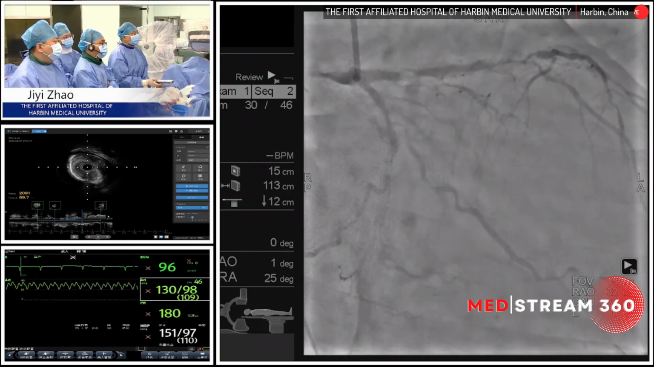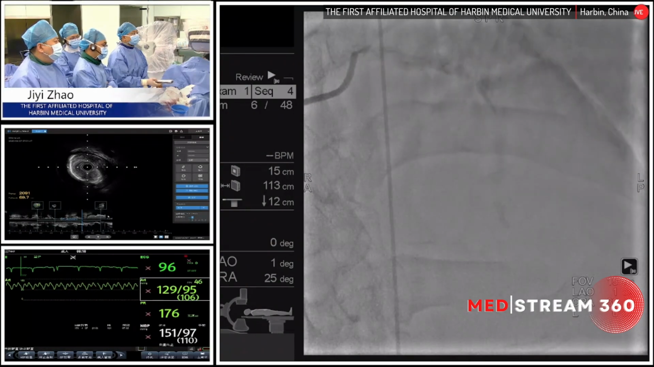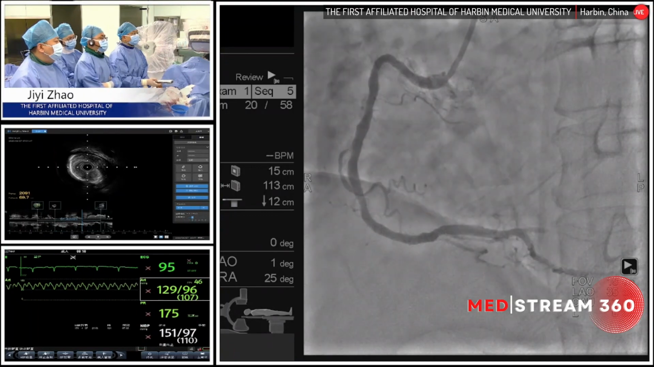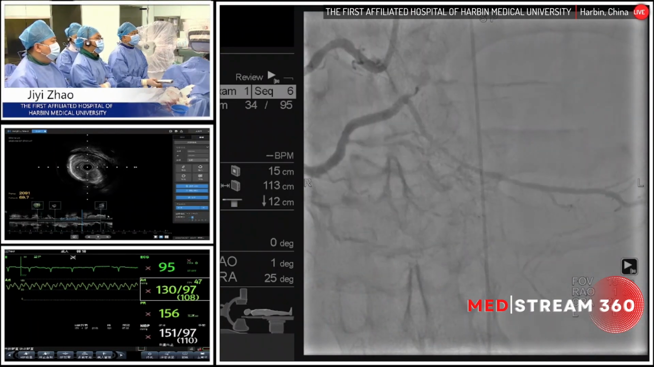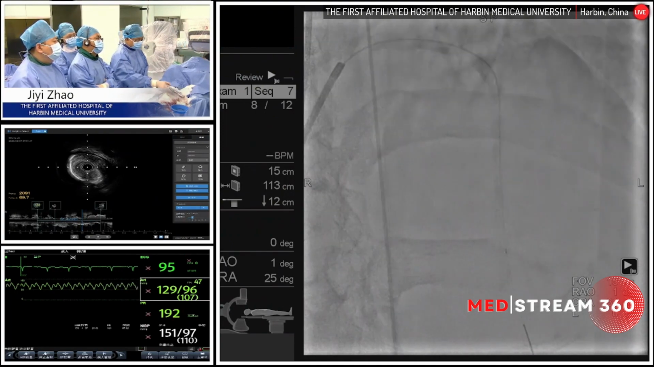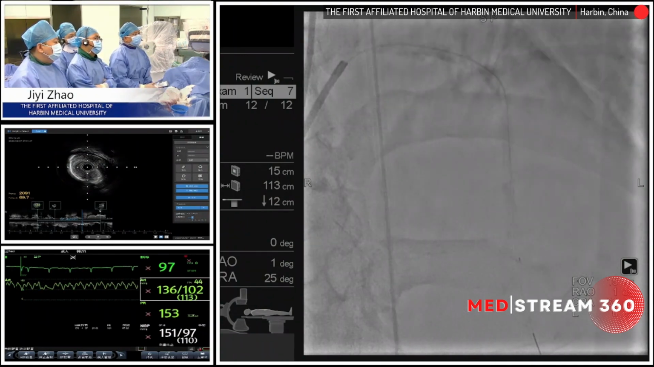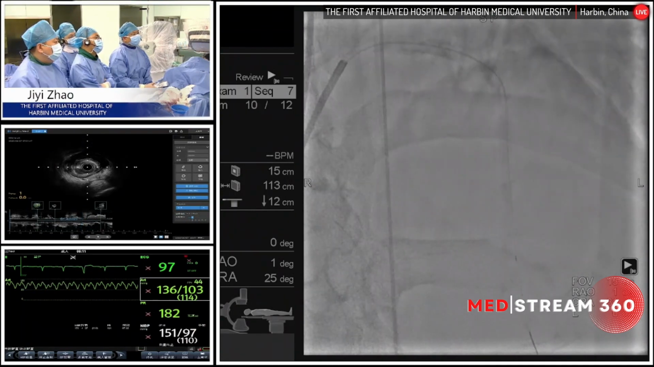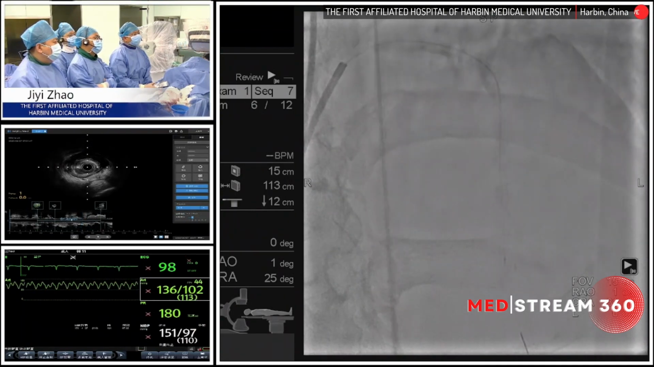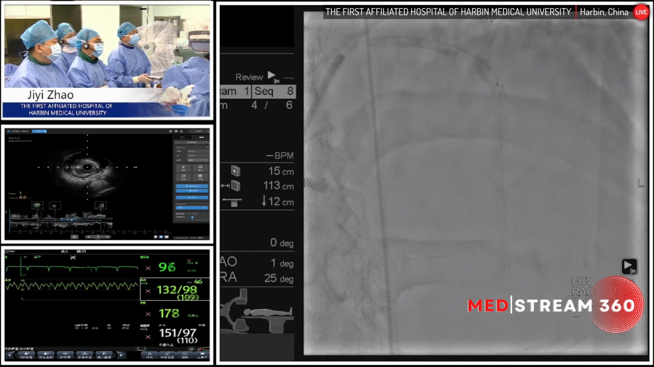Like Professor Zhao indicated, for a left ventricular support system, in this patient we implanted the IABP before we touched the patient, which is very important. After the initiation of the IABP, we can see the blood pressure and heart rate of the patient all get better. The distal LAD is too small. We use a 1.0 balloon to inflate the distal LAD. We use a 1.5 millimeter balloon to inflate the proximal LAD.